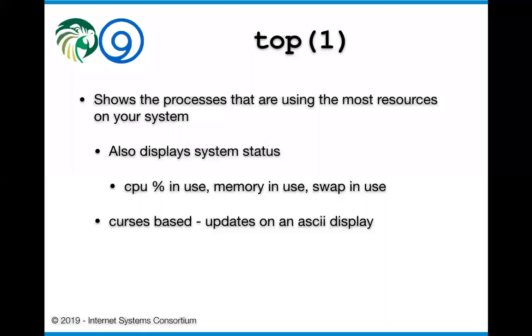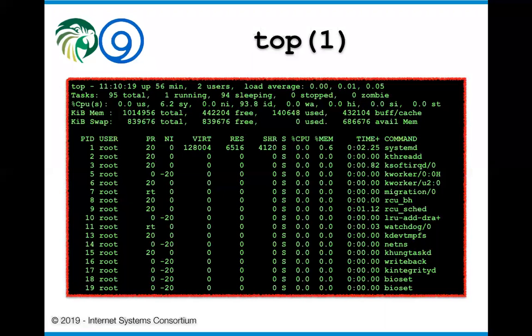It isn't going to give you little buttons that you can click and things along those lines, but what it is going to do is give you a screen that's going to update as the information that it's providing updates. So here's the output of top. We see that top was run at 11:10:19. The machine in question had been up for 56 minutes. There are 2 users logged in. The load averages are listed there.